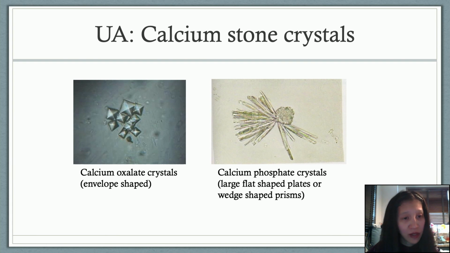So if your urine shows crystals like on the left-hand side, these are calcium oxalate crystals. We call them envelope shaped. And then on the right-hand side, the calcium phosphate crystals look almost needle shaped, or large flat plates, or wedge shaped prisms.